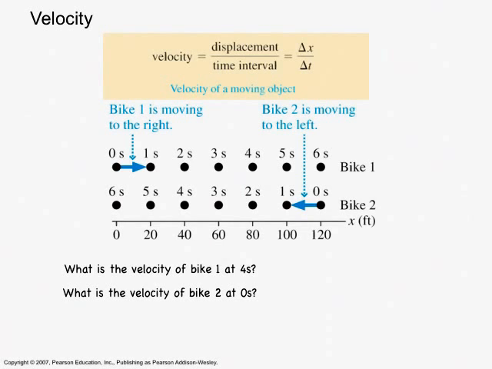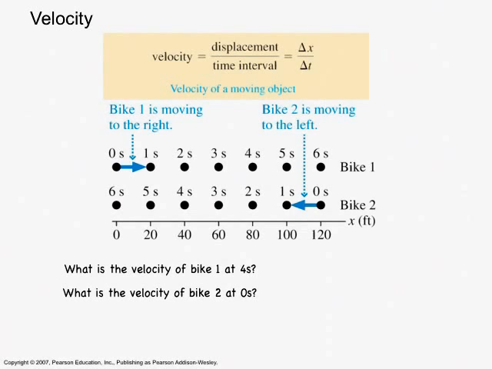What is the velocity of Bike 2 at 0 seconds? Well, Bike 2 is going from 120 feet to 100 feet. Final minus initial, 100 minus 120 is negative 20 divided by 1 minus 0, or negative 20 feet per second. So it's the same speed of 20 feet per second, but negative 20 feet per second tells us we're decreasing the value of x, going towards the 0, we're going to the left. So the velocity is the opposite, in a sense, of Bike 1 for Bike 2.